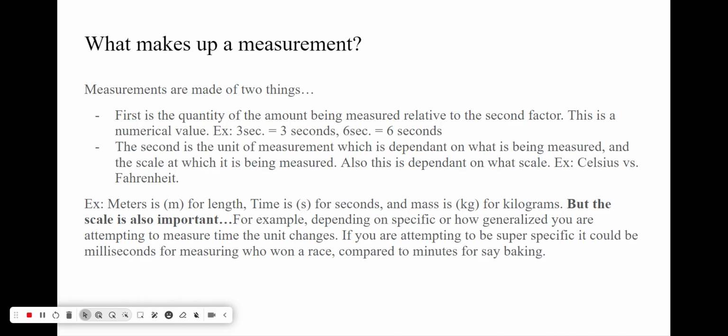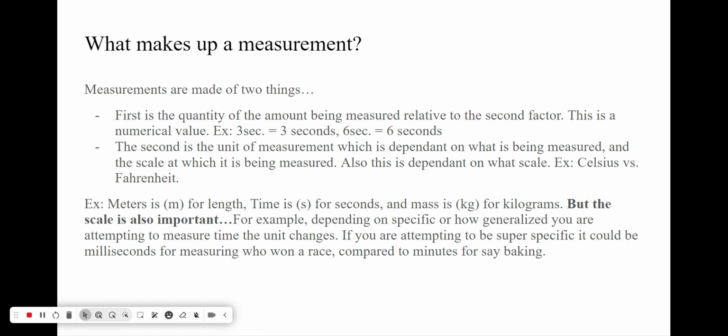So for example, if something is 3 seconds long, if you're measuring time, it's represented by 3 sec. Say you're measuring the weight of something, it's like 5 kilograms. The first number is showing how many kilograms, which would just be 5. The second is the unit of measurement, which is dependent on what is being measured and the scale at which it is being measured.